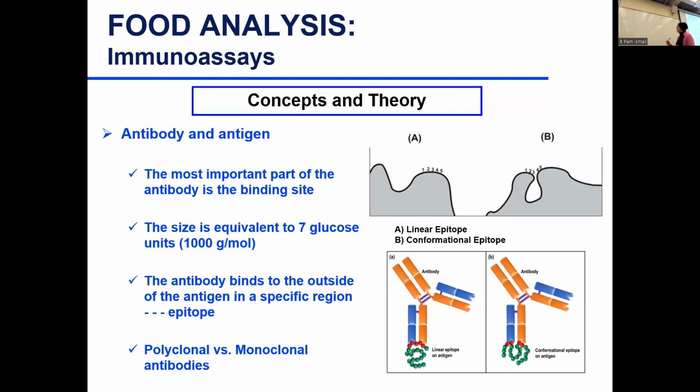Illustrated. All right, so let's say this is a protein. You have an epitope here, so this is going to bind to the region on the antibody. Monoclonal means all of the antibodies that you have in your reagent are going to bind to this region, all of them. So they are the same antibodies. They bind the same epitope.